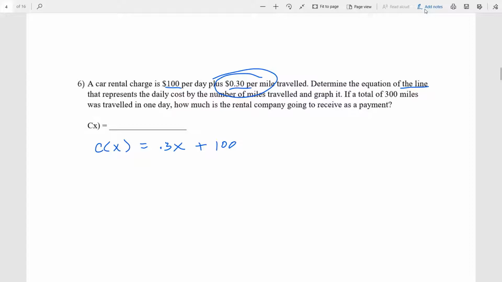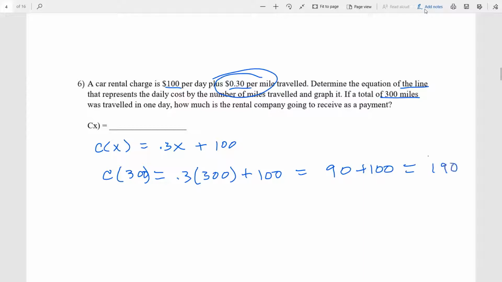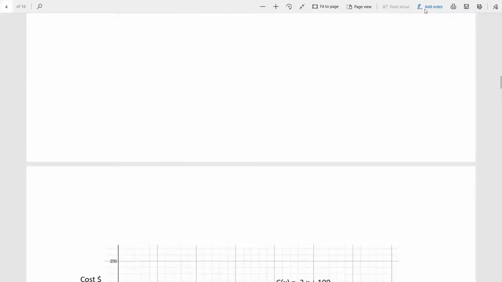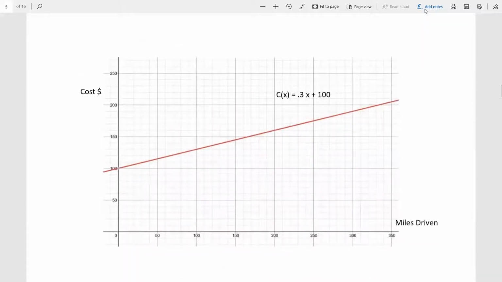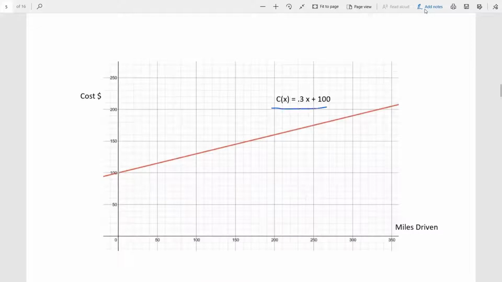And C at 300, if you drive 300 miles, it's going to be 0.3 times 300 plus 100, which is equal to 90 plus 100 equal $190. Now we want to graph this, and I've already graphed it on the next page. And the graph is C of x equal 0.3x plus 100. And at 300 miles, you can see the cost will be $190.